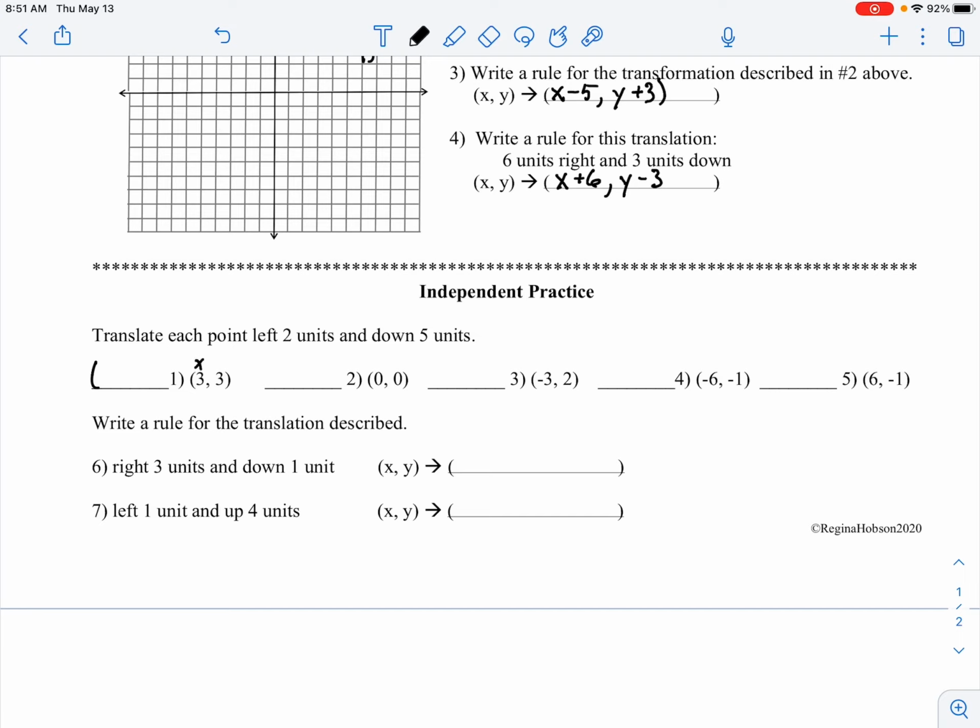So that means I need to take my 3, because this is my x value, and since we're going left, I'm going to take away 2. So my new x point would be 1. And then we are going down 5 units, so from 3, for my y value, because we're going down, 3 minus 5 is negative 2. And so that's a little example of how we would take care of these ones here.